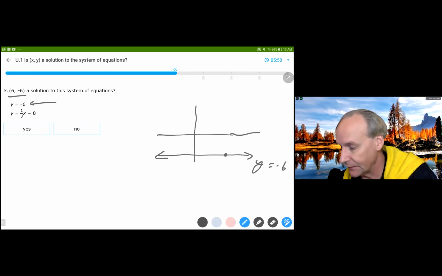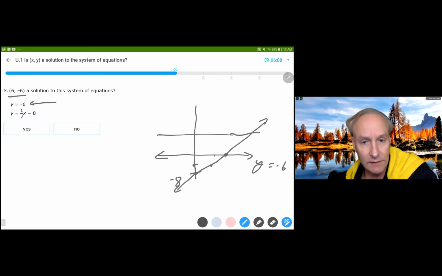Now, let's take a look at this other one. We have 1/3 x minus 8. Now, if I go down here to -8, and I go up 1 and over 3, and I go up 1 and over 3, I am actually going to be on that line, and it's going to be true. Now, clearly, you don't want to do all this to figure this out. All you need to do is substitute.